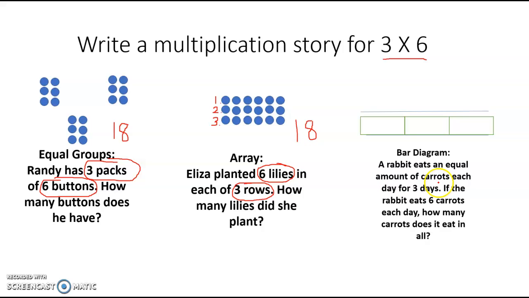So on my bar diagram, I separated it into 3 days. We know the rabbit eats 6 carrots per day. So 6 plus 6 plus 6. 6 plus 6 is 12, plus 6 is 18. So my total is 18.